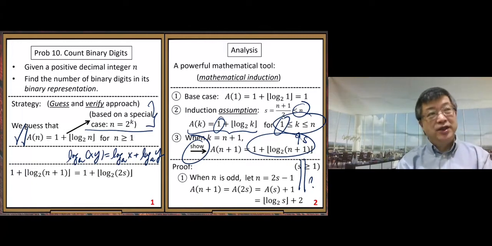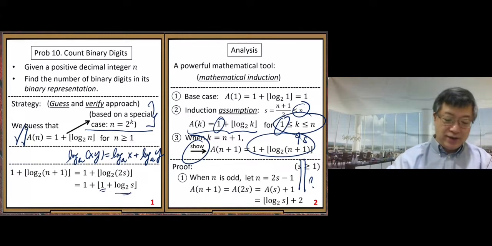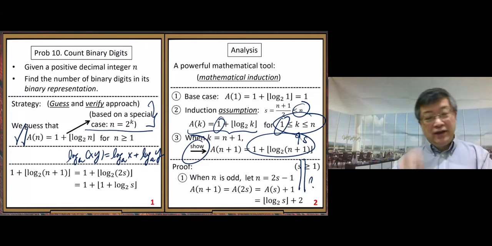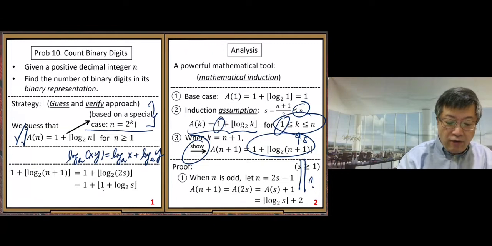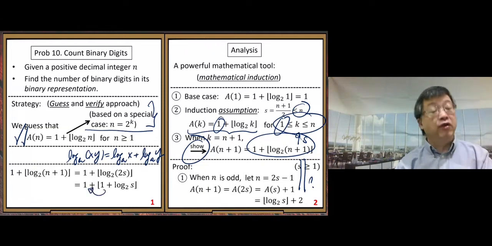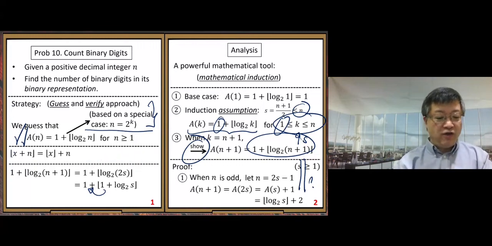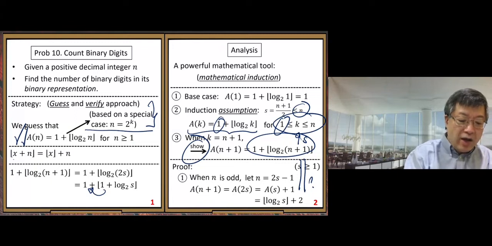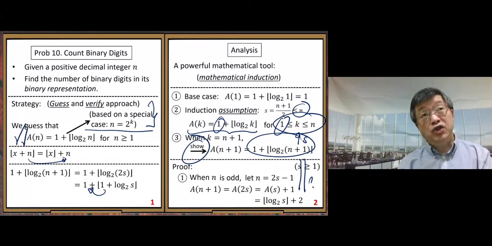2 times s equals log base 2 of 2, that's 1, plus log base 2 of s. All right, that property. Then this 1 inside the floor function can be pulled out of the floor function. So we need that formula. When you have an integer n inside a floor function, we can pull it out of it.